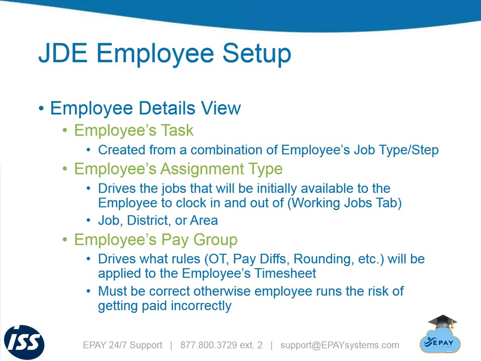When they are done working that job, if you don't want that to be available to them anymore, you can go to their working jobs tab and remove that job. Simple as that. But the one that's the most important out of all three and the most critical that we've been getting the most calls about is the employee's pay group. This drives what rules, specifically OT, pay differentials, rounding, etc., that are going to be applied to that employee's timesheet. So it has to be correct, otherwise the employee runs the risk of getting paid incorrectly.